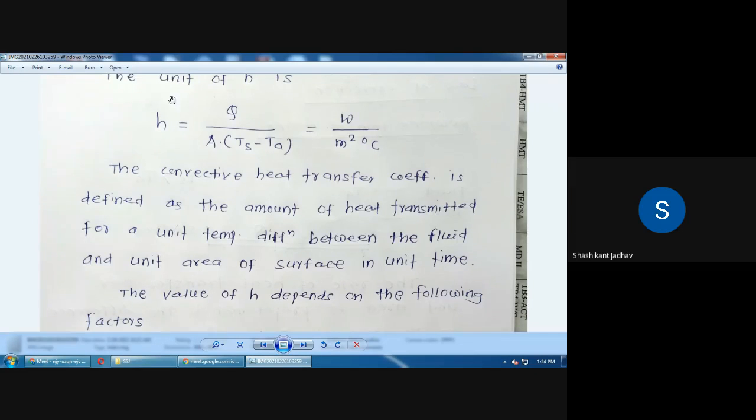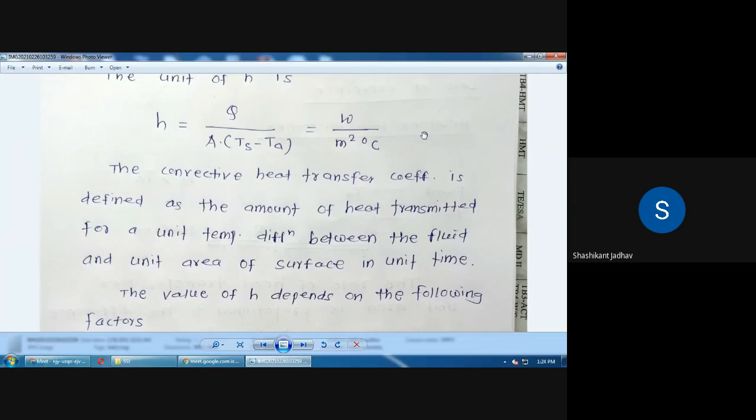Okay, so from this equation we have written the equation H is equal to Q of A into Ts minus Ta. So H is equal to Q when area is equal to 1 and Ts minus Ta is equal to 1. At that time, convective transfer coefficient is nothing but the amount of heat transmitted for a unit temperature difference between the fluid and unit area of surface in unit time. So write down the definition of the convective transfer coefficient.